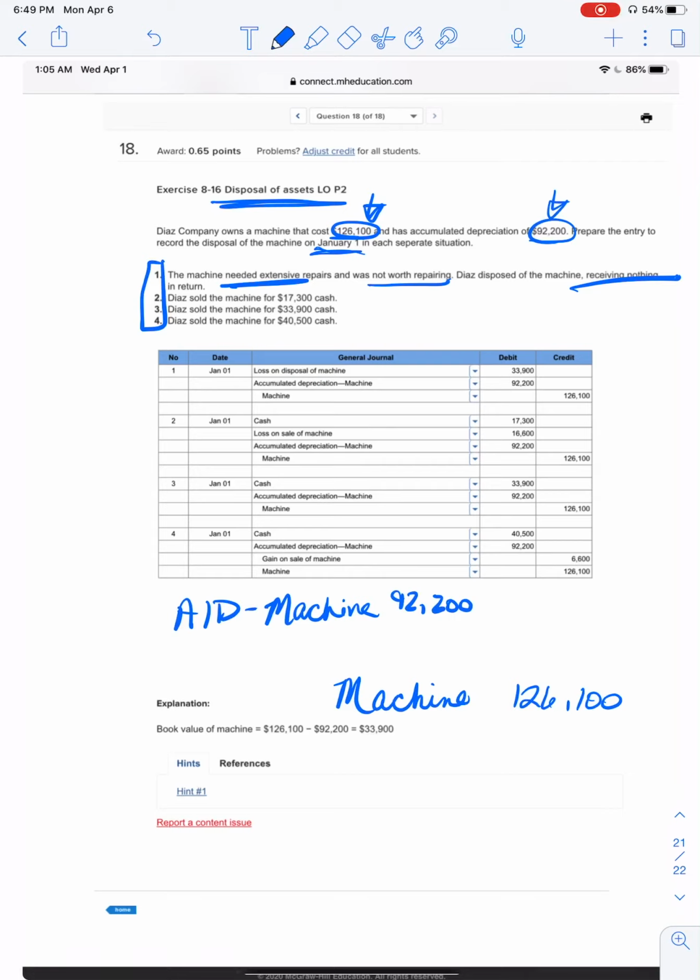To make that contra asset decrease, I then have to debit the accumulated depreciation for that machine, which is driving this balance down to 0. And I have to credit my machine itself for the full 126, which is driving that balance down to 0. Now, if you look, debits do not equal credits. So you got 2 options here. One, you can leave this not balanced and lose the points, right? We don't want to do that option.